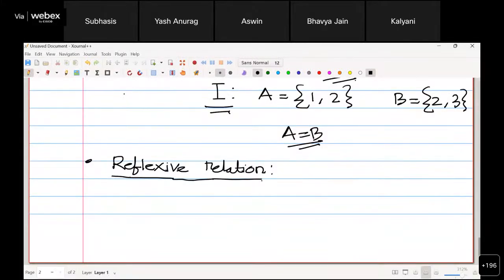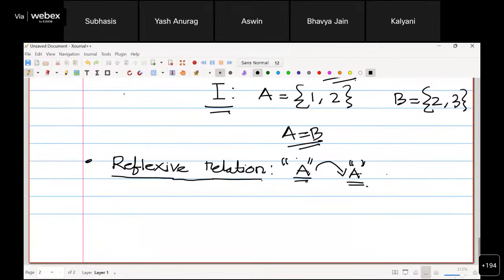Okay, so next thing is reflexive relation. Reflexive relation also you define from a set to itself. You can't define a reflexive relation from a set to some other different set. Reflexive relation you always define from A to itself.